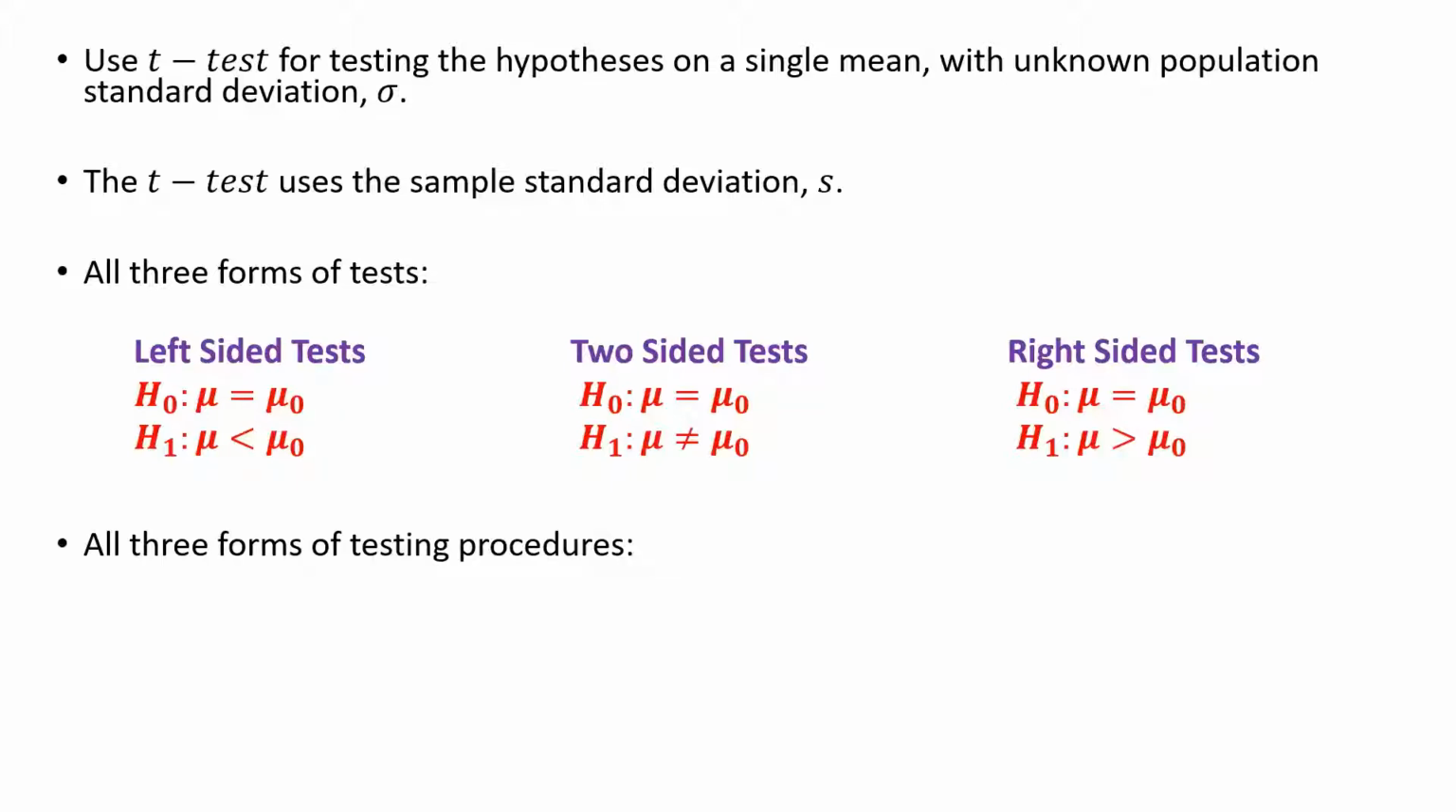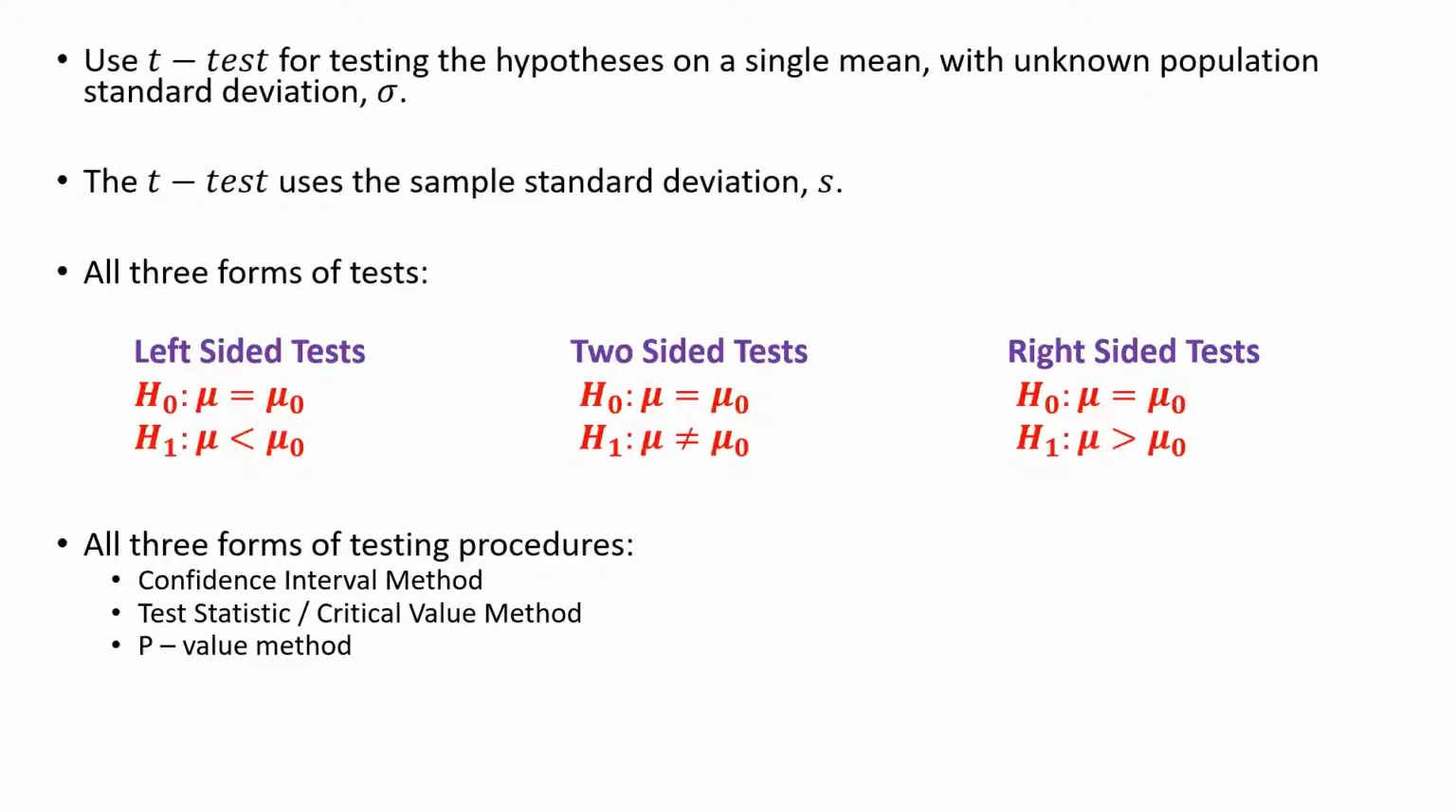Testing procedures. With the t-test also, all three forms of testing procedures are available. We can do confidence intervals. We can do the test statistic and critical value approach. And also we have the p-value method. In all forms of the t-test, we have to use the student's t-distribution.